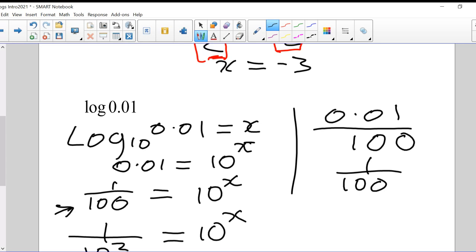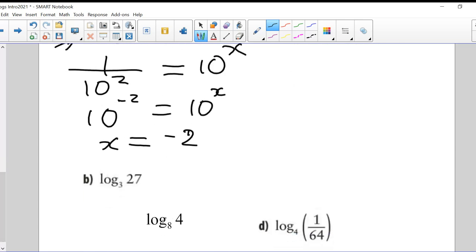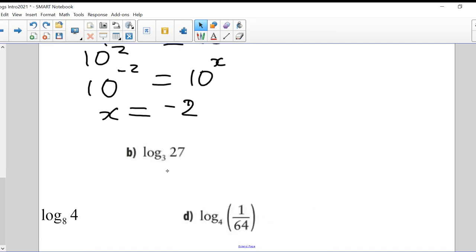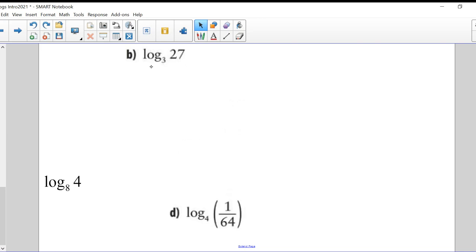I'm taking Quinn out of my list for now, and I'm spinning again before we go to our next question. We're going to come back to that in a minute. Okay, here comes my next question. The log base 3 of 27. That's my next question. Here is our question.